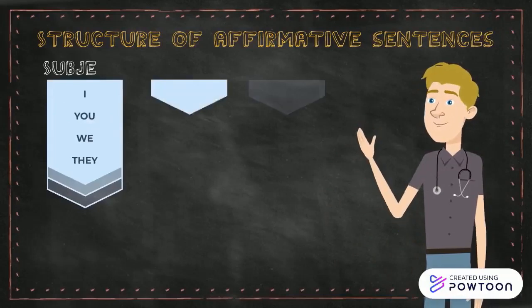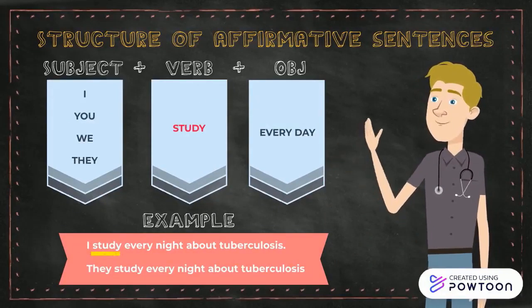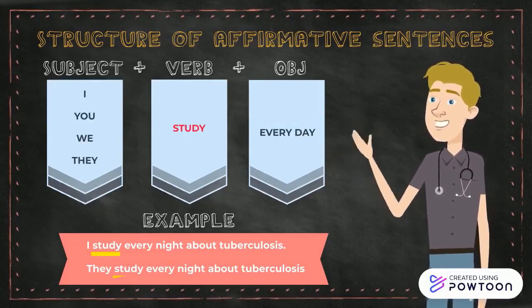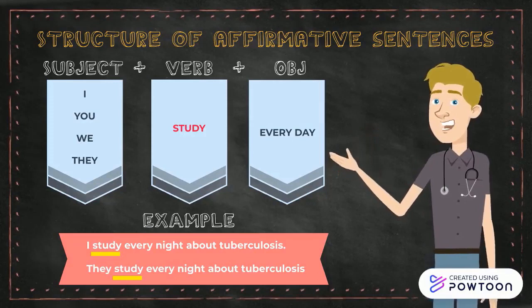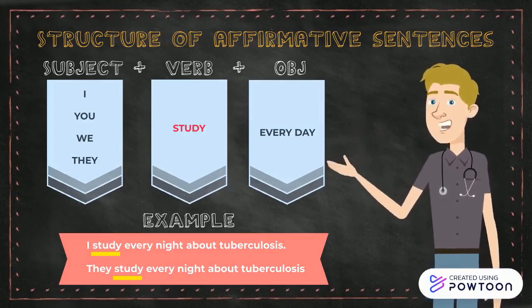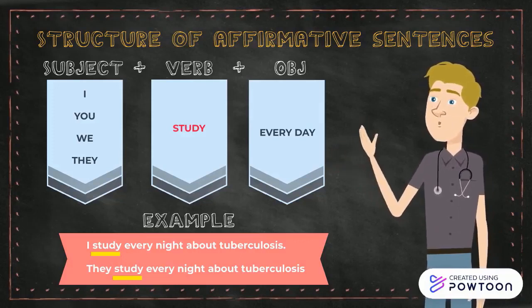Structure of affirmative sentences in the present simple tense. Subject plus verb plus object. Subject: I, you, we, they. Verb, example: study. Object, example: every day. Example of sentences in present simple. I study every night about tuberculosis. They study every night about tuberculosis.